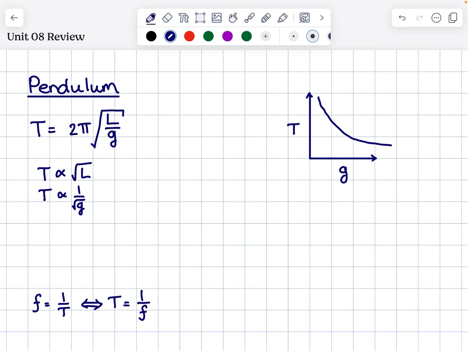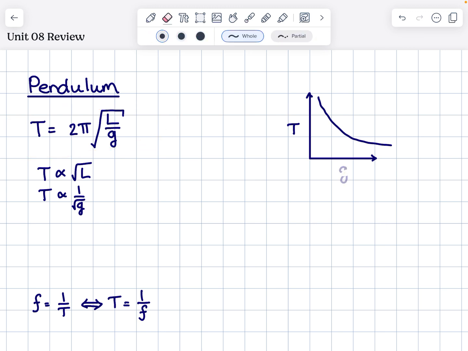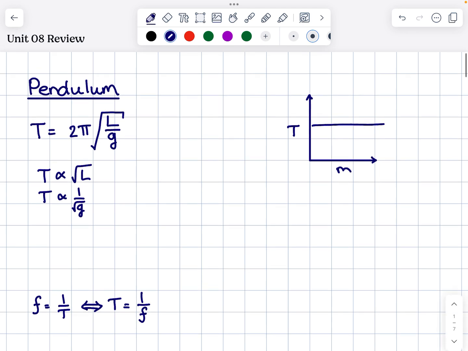The other thing to notice is that in this equation here, there is no mass. It does not depend on the mass. So if we asked how the period depends on the mass, it would look like this. It's a horizontal line. The period does not depend on the mass. It also doesn't depend on the angle at which it swings. Okay? So in general, the bigger the length is, the bigger the period is.